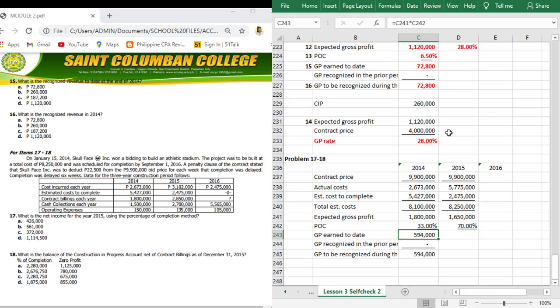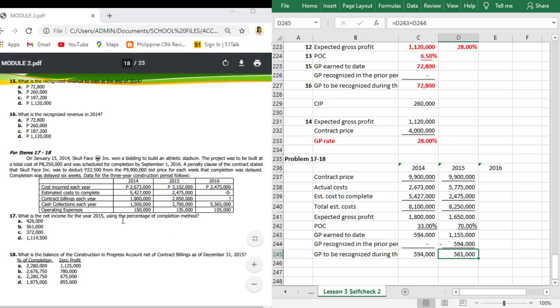So how much is the gross profit earned to date? 1,650,000 times 70%, that is 1,155,000. Gross profit recognized in the prior years, 594,000. So pila ang ma-recognize this year? 561,000. But the question is, what is the net income? Not the gross profit. Gross profit pa man ni class. Wala pa tayong net income.